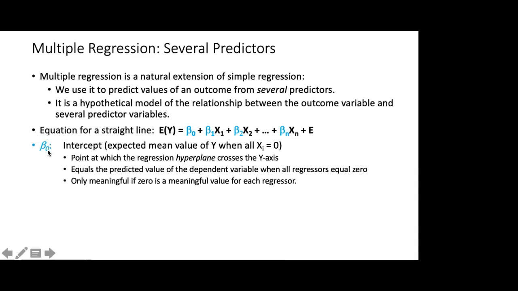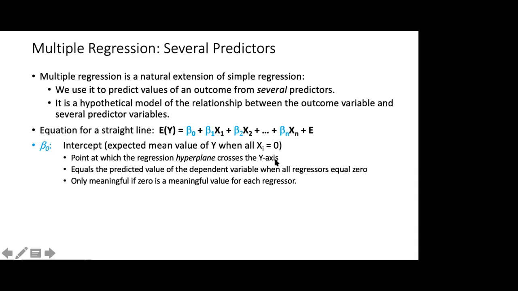Our beta 0 is our intercept. That's the expected mean value of y when all our predictors are 0. Yeah? So it's very similar to simple regression, but now all predictors have to be 0, right? Not only this one predictor. And it is the point at which our regression hyperplane crosses the y-axis.